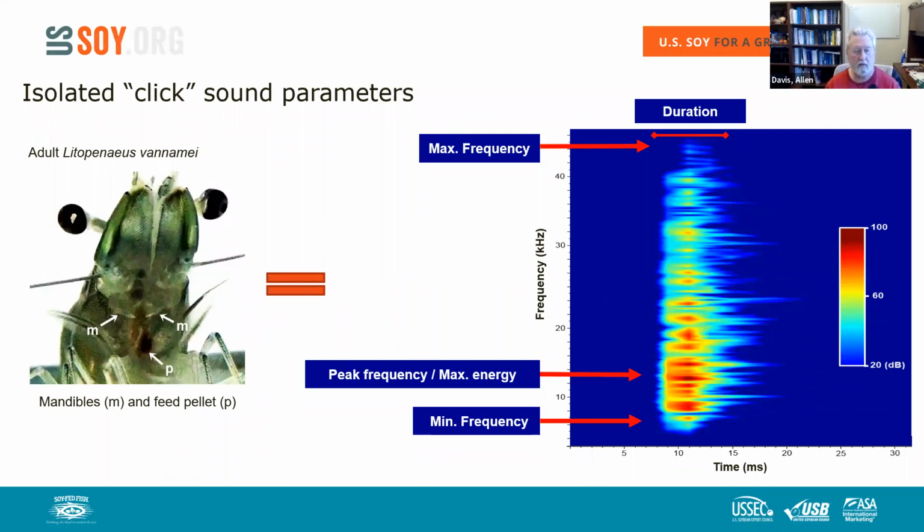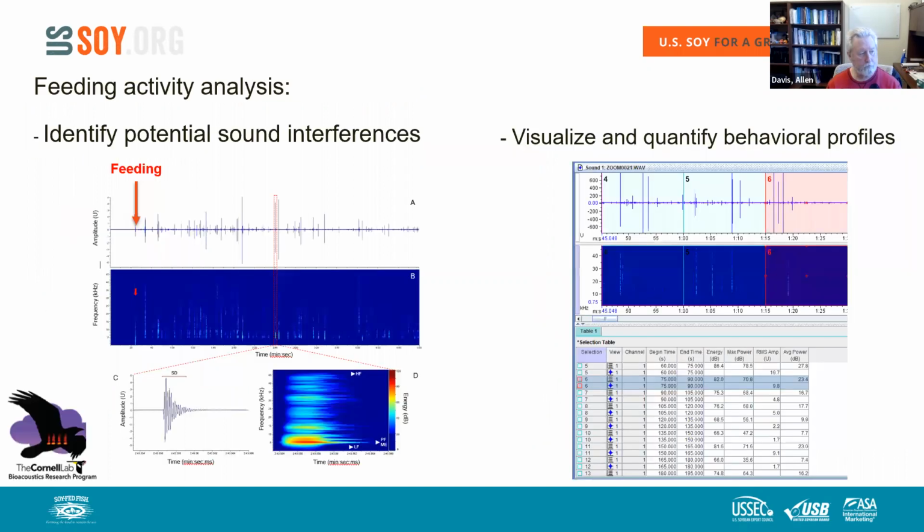And one of the nice things about that is if you have something that is interfering, you can screen out lower frequencies or a frequency area and try and remove that interference and still maintain part of this click and be able to pick it up. So we found it a very interesting way to look at feeding activity and analyze what's going on.